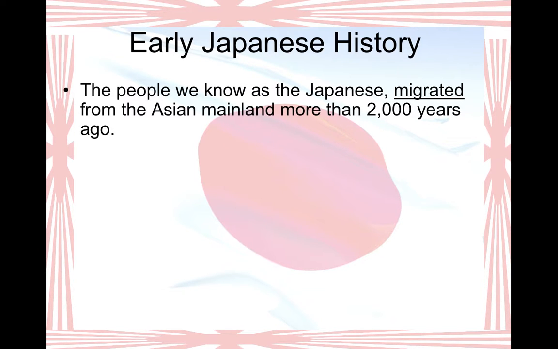So let's talk about the early history of Japan. The people we know as Japanese migrated from the mainland about 2,000 years ago. So the people that have lived in Japan have not lived there quite as long as other places that we've studied.